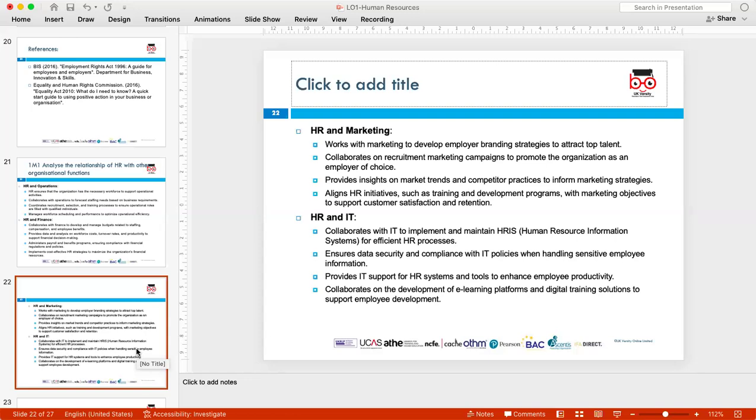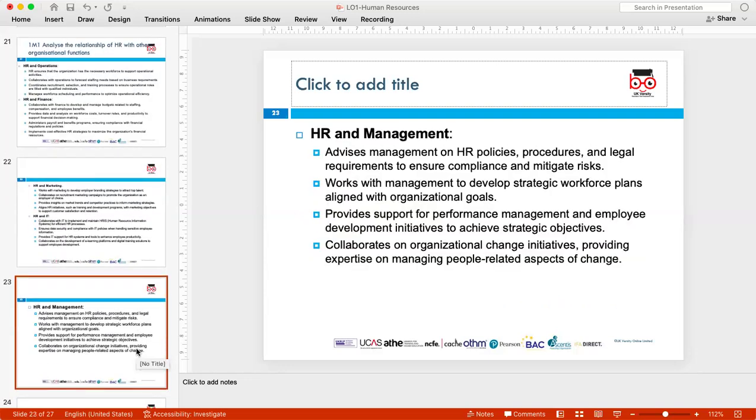Now, the relationship between HR and IT is to collaborate. HR collaborates with IT to implement and maintain the human resource information system for efficient HR processes. It ensures data security and compliance with IT policies when handling sensitive employee information. IT provides support for HR systems and tools to enhance employee productivity, and they collaborate on the development of e-learning platforms and digital training solutions to support employee development.